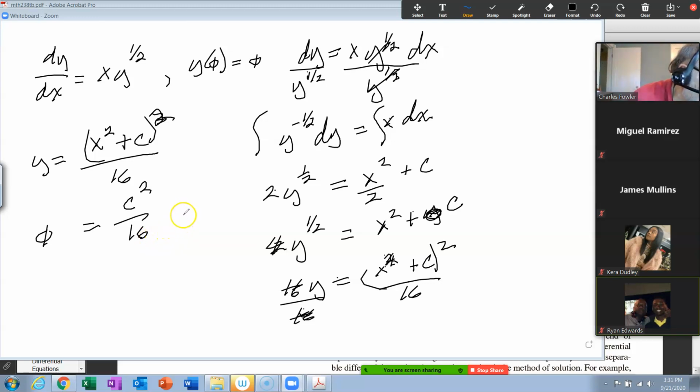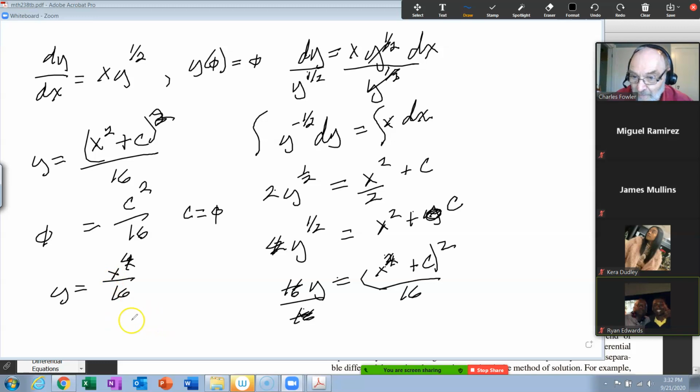So c is equal to 0. I was going to say that's what I got. C is equal to 0. Okay, so what we have then is y is equal to x squared over 16, x to the 4th over 16, because it's x squared when c is equal to 0. That's one solution, and sure enough, when x equals 0, y is equal to 0.